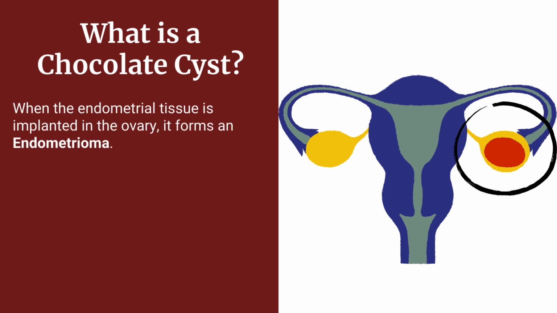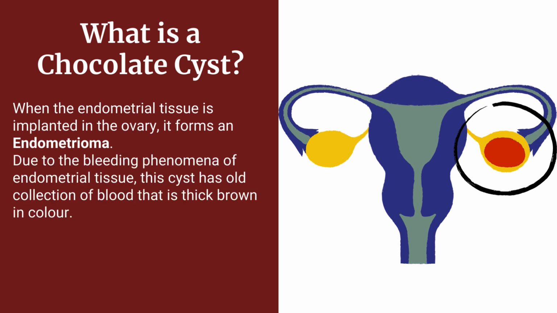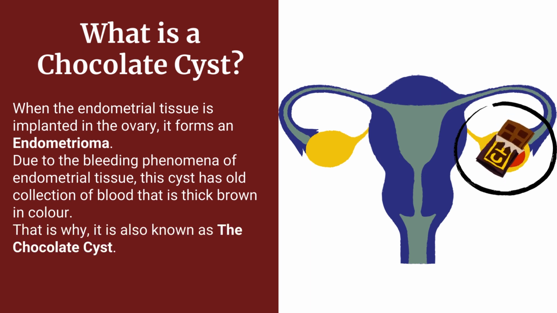Chocolate cyst. What is a chocolate cyst? When the endometrial tissue is implanted in the ovary, it forms an endometrioma. Due to the bleeding phenomena of endometrial tissue, this cyst has old collection of blood that is thick brown in color. That is why it is also known as the chocolate cyst.